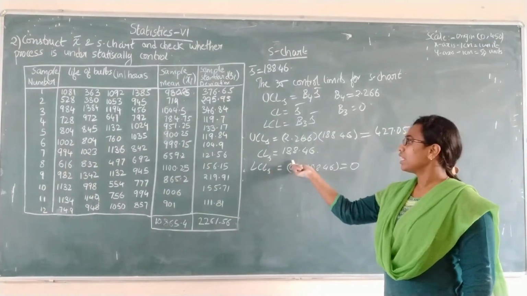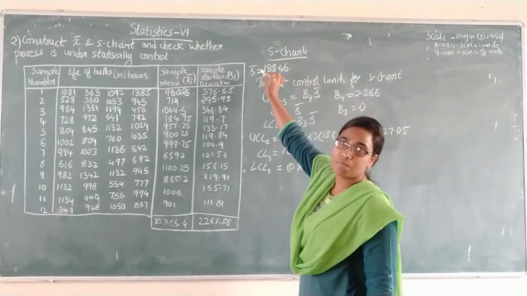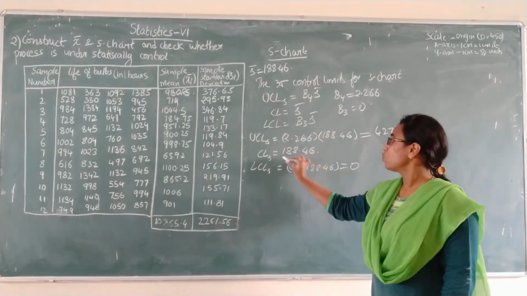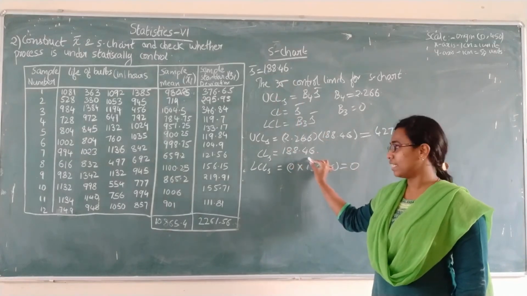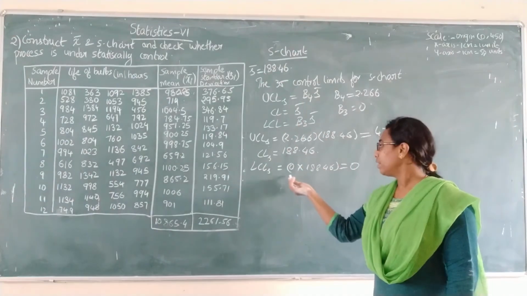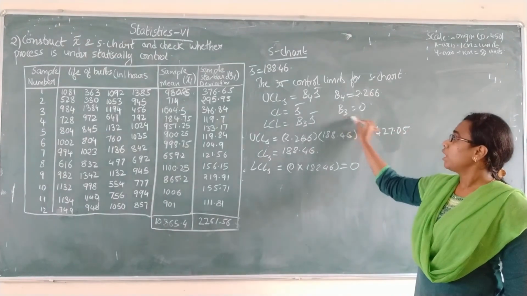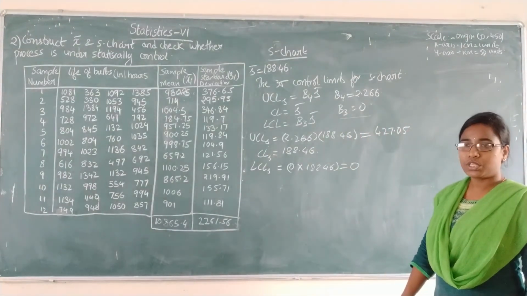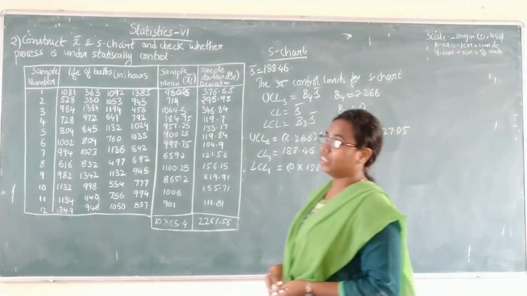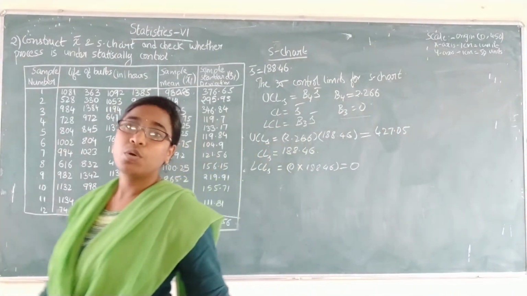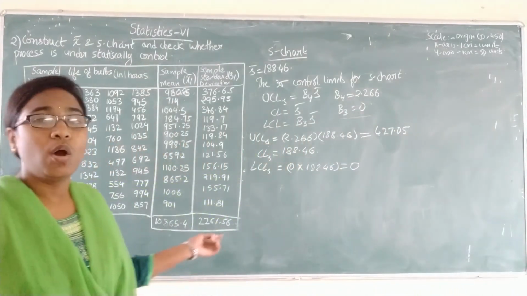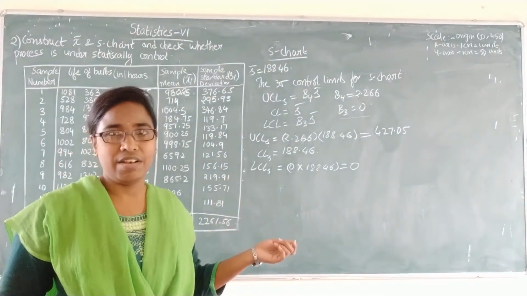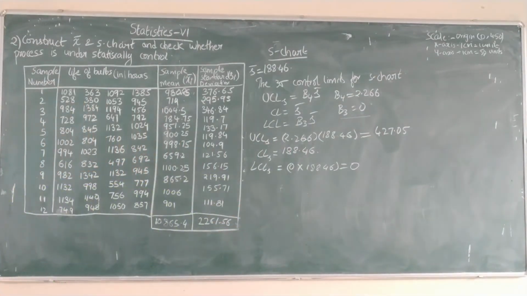And coming to the CL, CL is nothing but S bar. So the S bar value is 188.46. LCL is B3 into S bar. The B3 value is 0, so the LCL value is also 0. So same like the range chart, here also we will get the LCL on the x-axis itself. Now we will see the graph for the S chart.